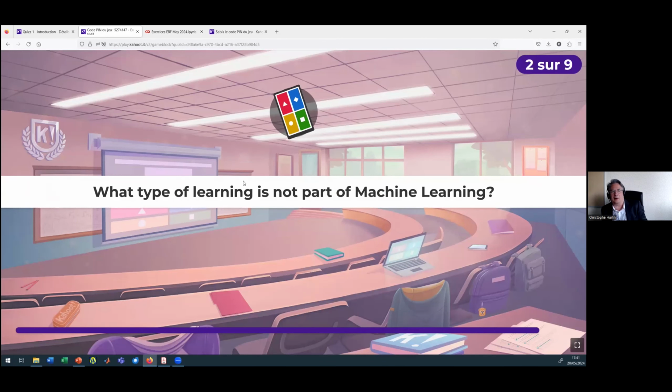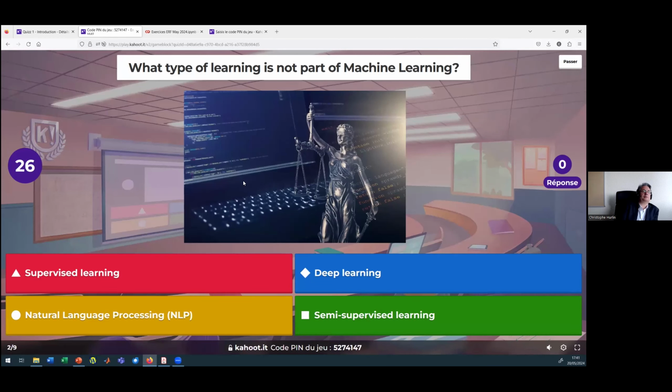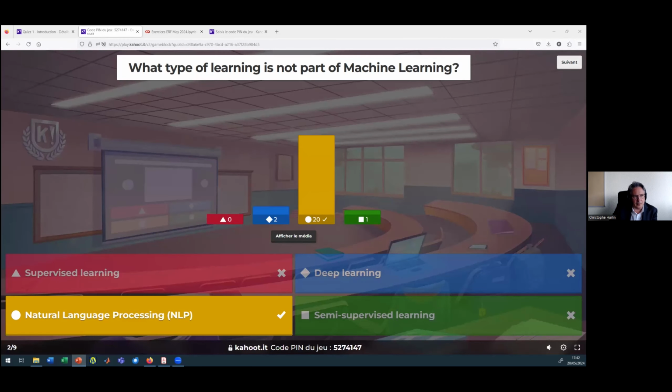Quiz: what type of learning is not part of machine learning? Indeed, natural language processing in general is not considered a subfield of machine learning, because we have NLP techniques that allow you to consider text, and then you transform the text with these techniques into a vector or features or labels, and then you use a machine learning technique to make some predictions.